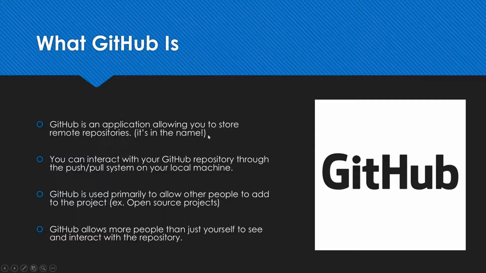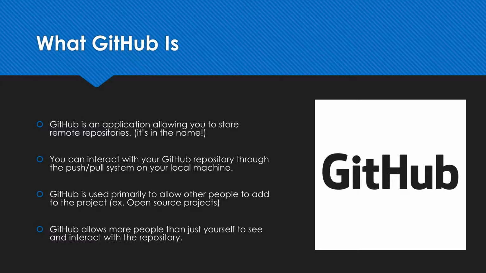You can see I put a little comment there. It's in the name. It's called GitHub, a hub for Git, pretty much. I'm sure you understand. So you can interact with this through your local machine through the push-pull system. I'm going to be referring to this a lot until we get to it, but just think of it as a way to get information from your GitHub repository and give information to your GitHub repository. So we're just going to use this push and pull system to interact with it.